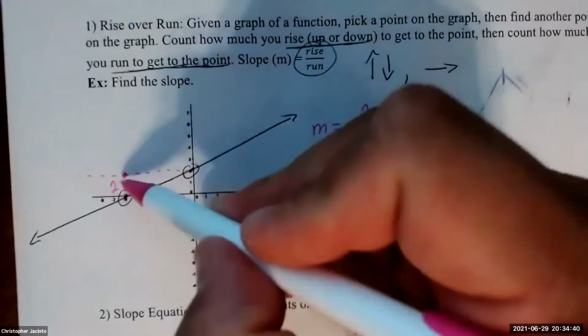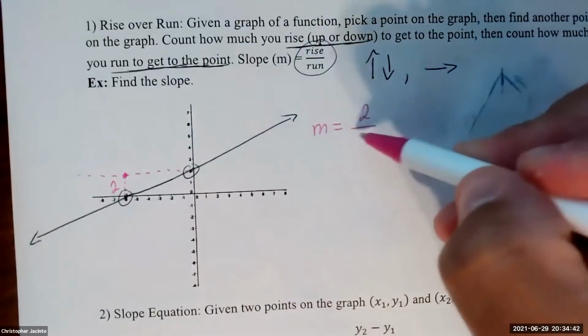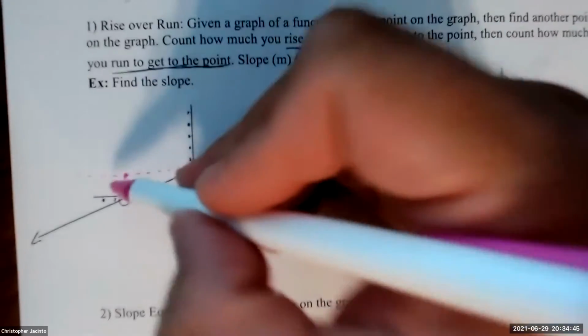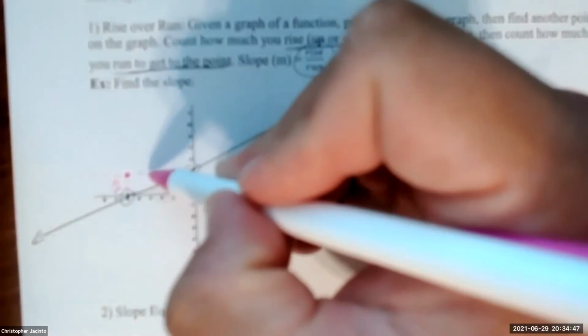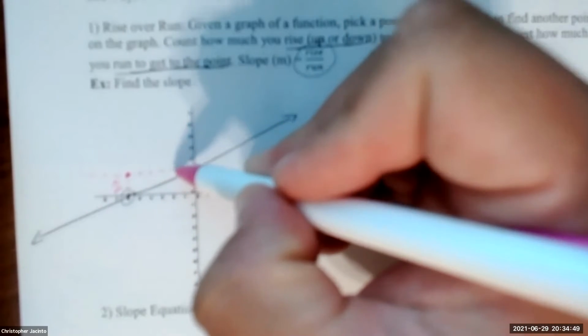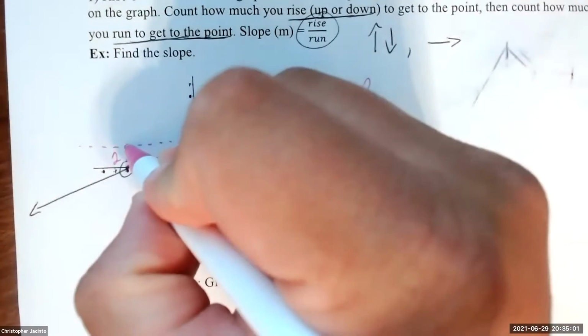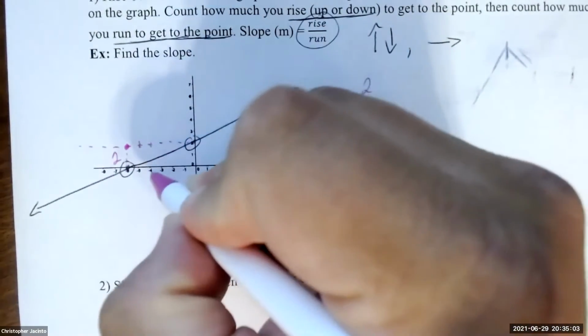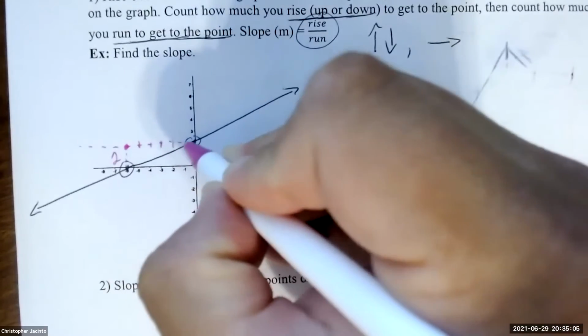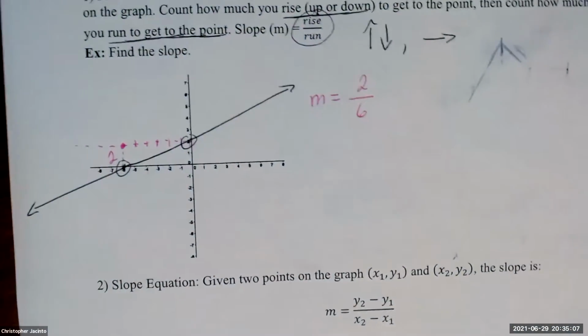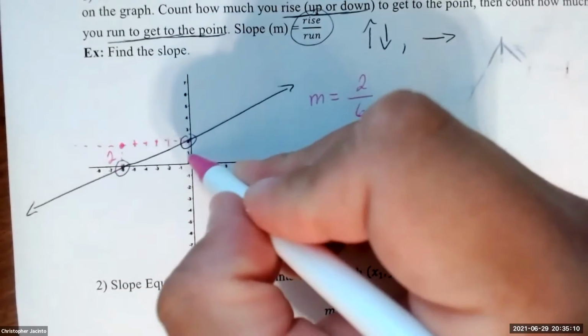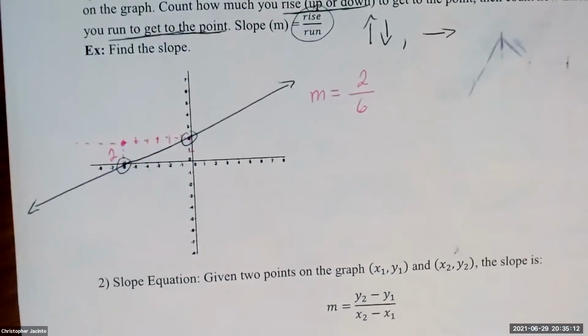Then for the run, how much we go to the right-hand side is going to be the bottom number, hence the run. Starting here, I count 1, 2, 3, 4, 5, 6. So it's over 6. Again, how do we count the 6? 1, 2, going along here, 3, 4, 5, 6 spaces. How do we go up? Well, that goes up 1 space, 2 spaces.